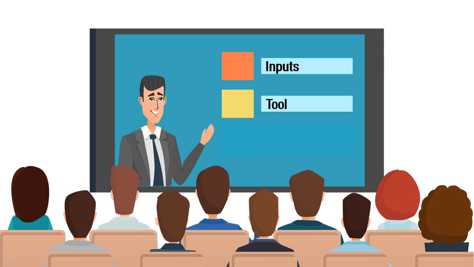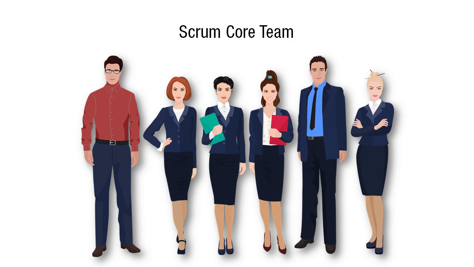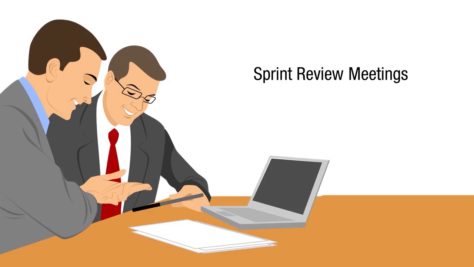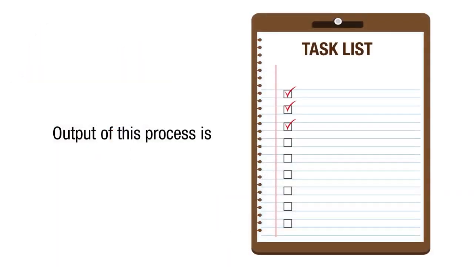This meeting should be time-boxed with the standard length limited to 2 hours per week of the sprint duration. This assists in preventing the tendency to stray into discussions that should actually occur in other meetings, like the release planning or sprint review meetings. The mandatory output of this process is the task list.